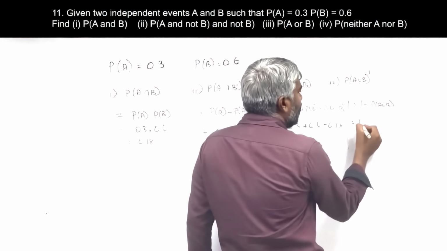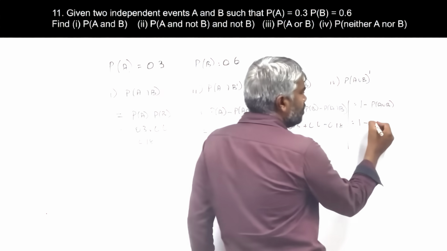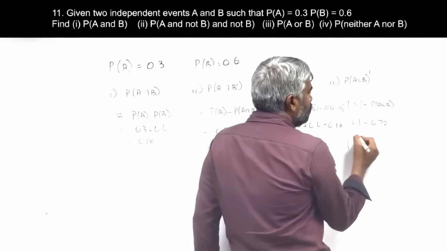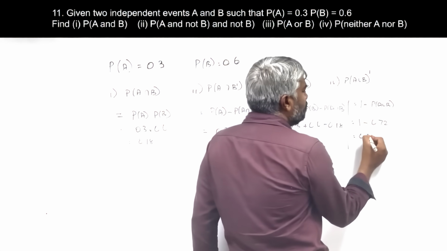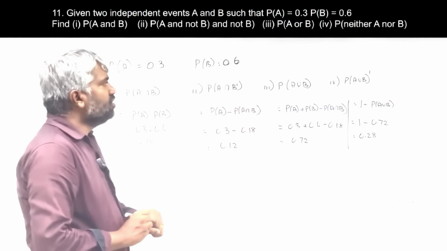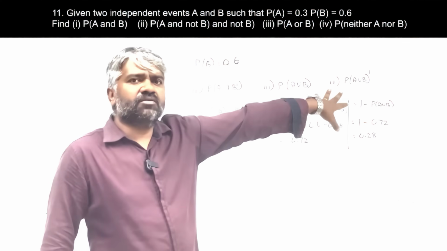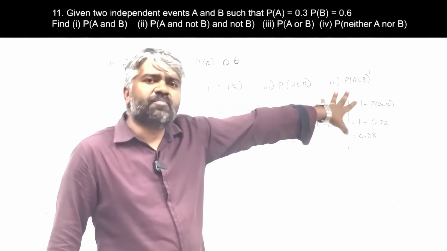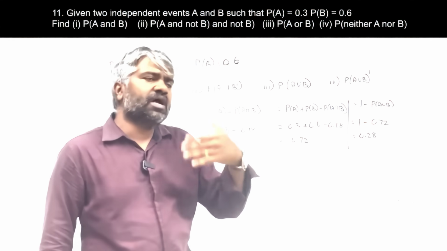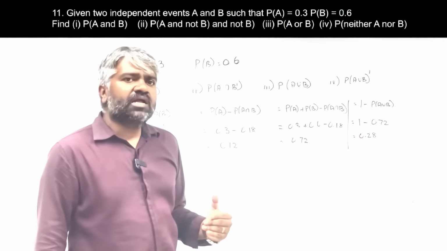Next, last subdivision, P of A union B whole dash, which is 1 minus P of A union B. 1 minus, what is A union B value, which is 0.72. So 1 minus 0.72 is 0.28. Okay, so this is P of not A or not B. That is neither A nor B. It should not come in A also and B also, which is A union B, the whole dash. Now we can move to the next question.